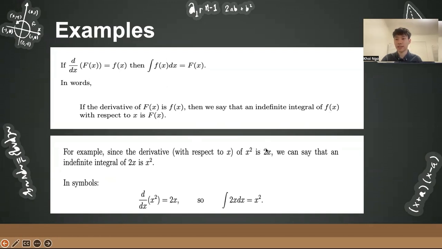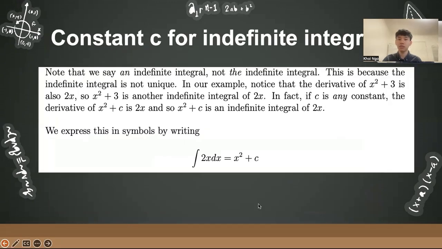And for example, if we take the derivative of x squared with respect to x, it gives us 2x. Then we would say that an indefinite integral of 2x is x squared. In simple terms, d/dx of x squared is equal to 2x, and the antiderivative of 2x dx is x squared. Right?